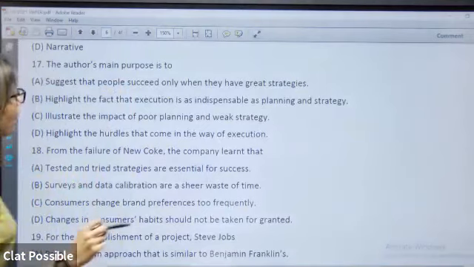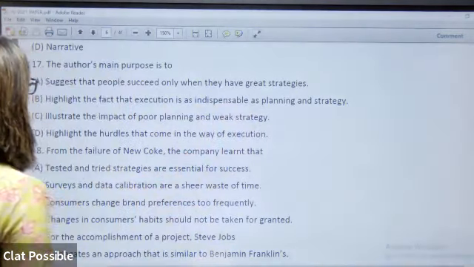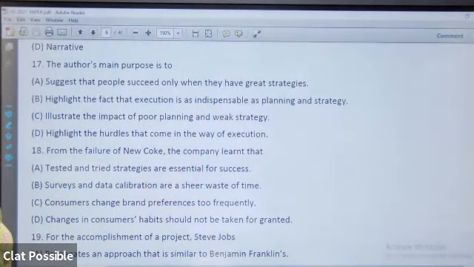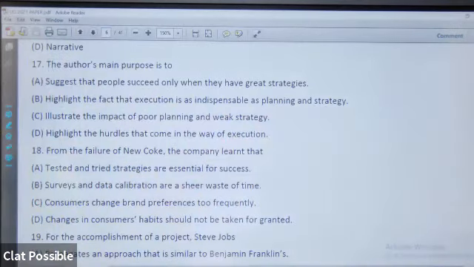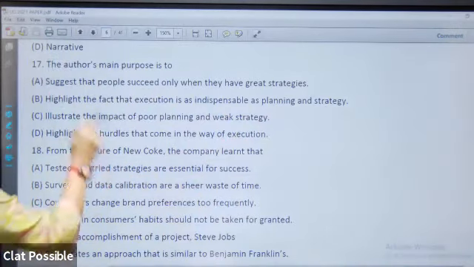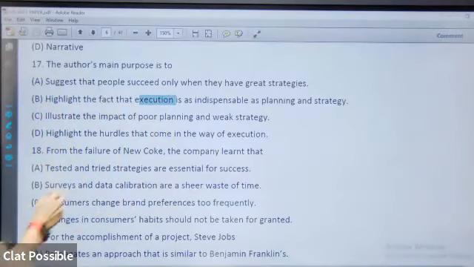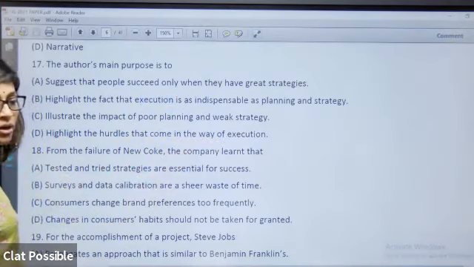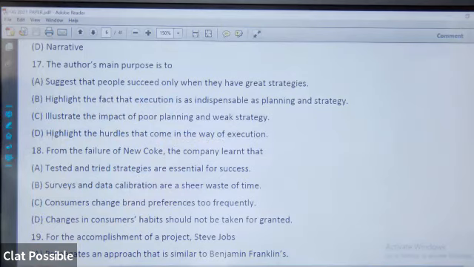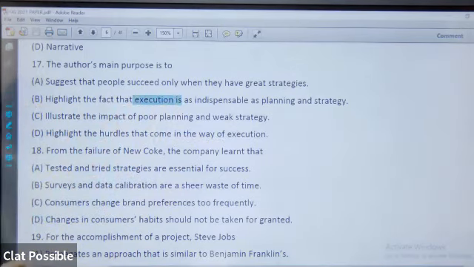What is the main purpose of the passage? Is the main purpose of the passage planning and strategy, or the fact that execution is as important as planning and strategy? So the main purpose is not planning and strategy. The main purpose is execution. And therefore, your answer will be B. While the passage shows you hurdles in execution, the purpose is not to show you hurdles. The purpose is to show you how execution is the key in the success of brands.